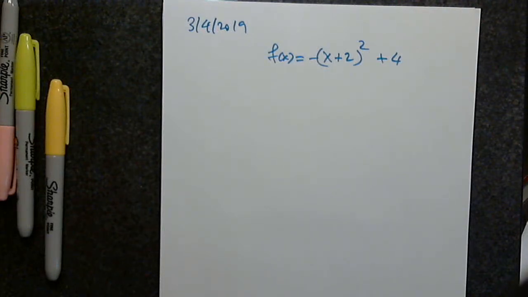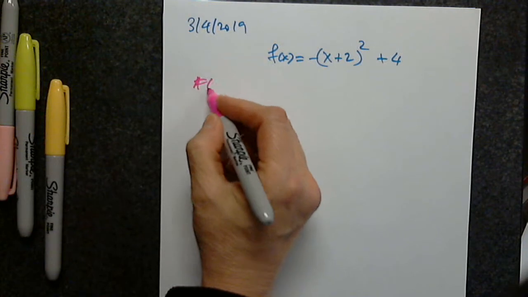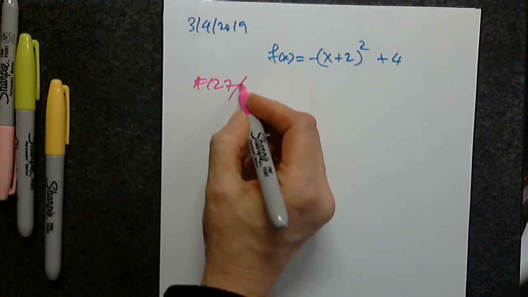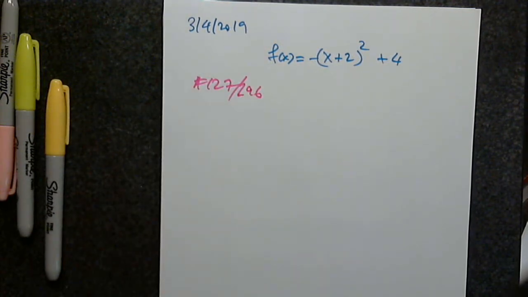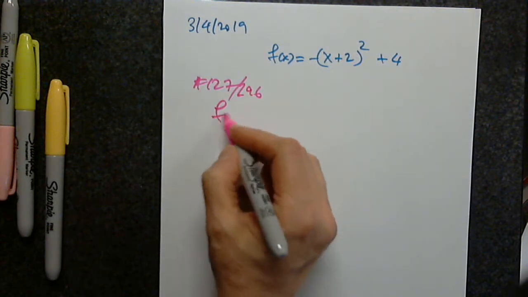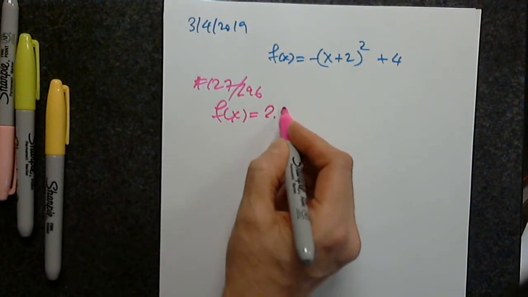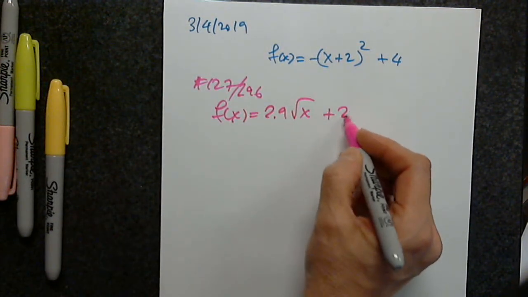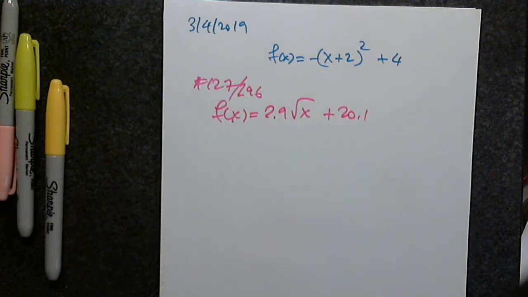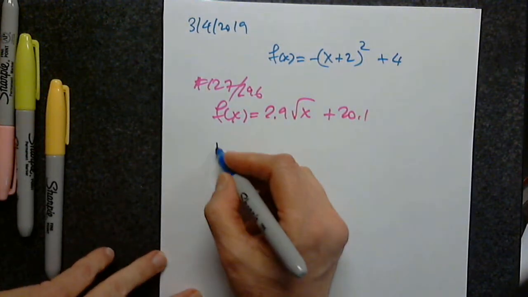Okay, so this is problem 127 on page 296. And we are given the function f of x equals 2.9 times the square root of x plus 20.1. First question: describe how the graph can be obtained from applying transformations to the square root of x.